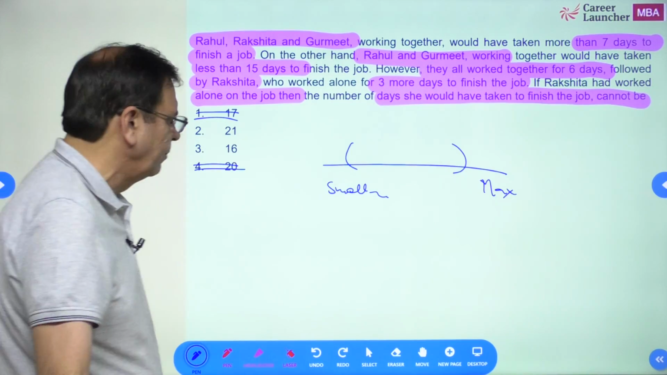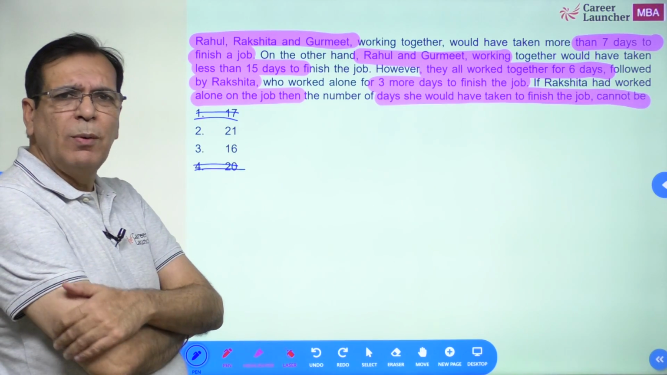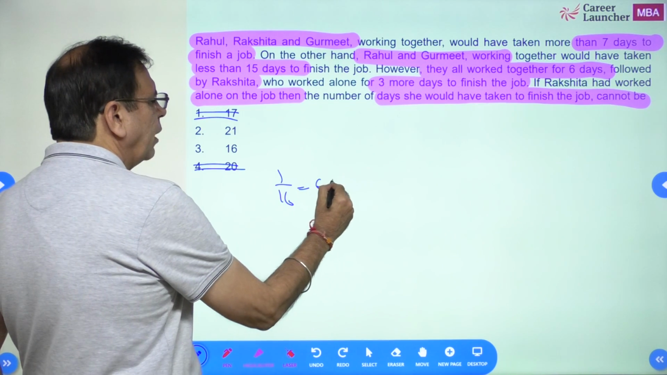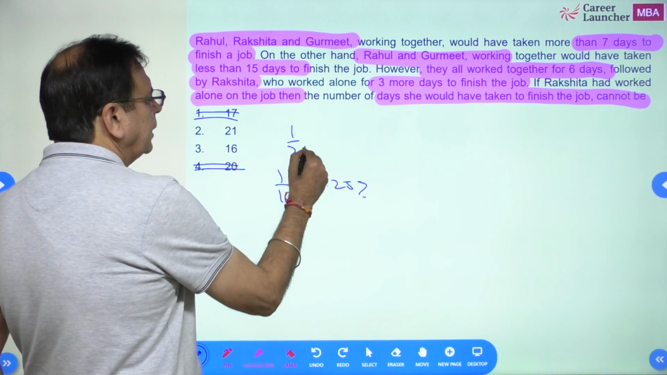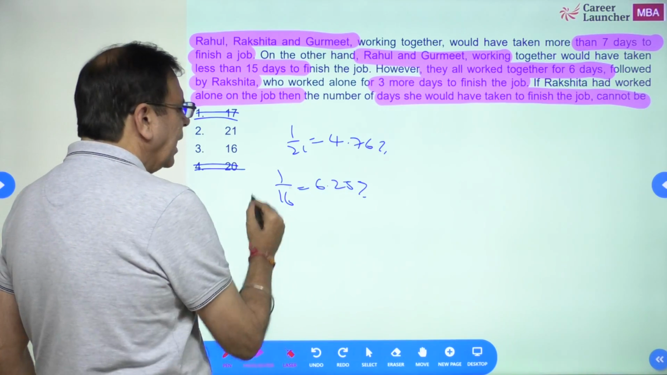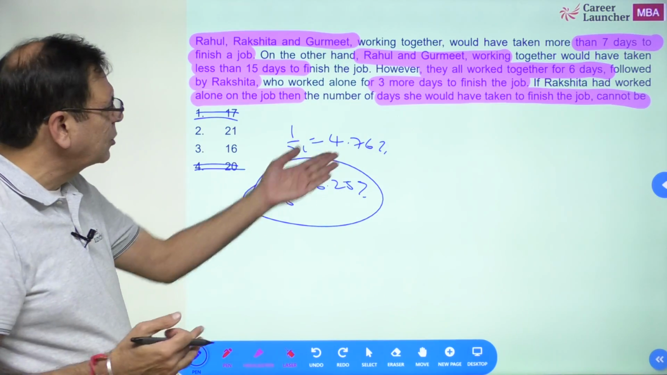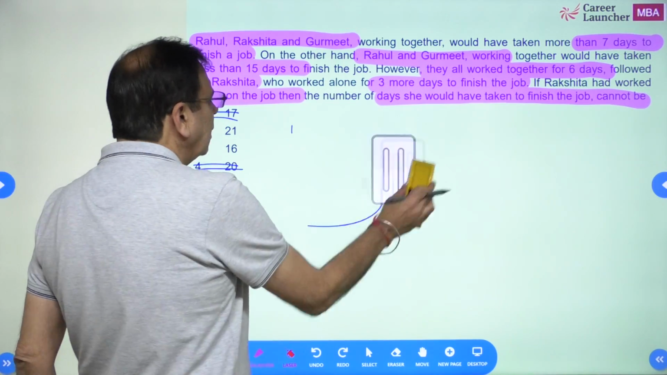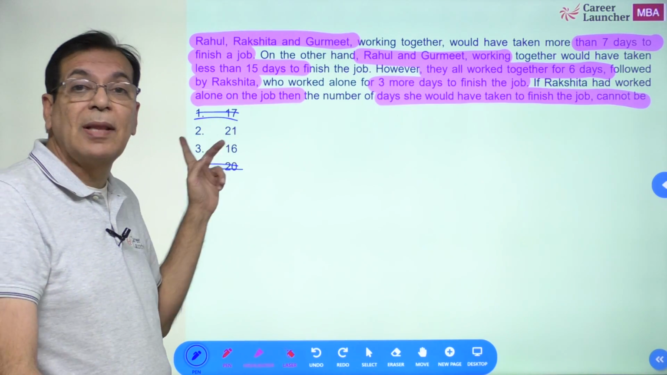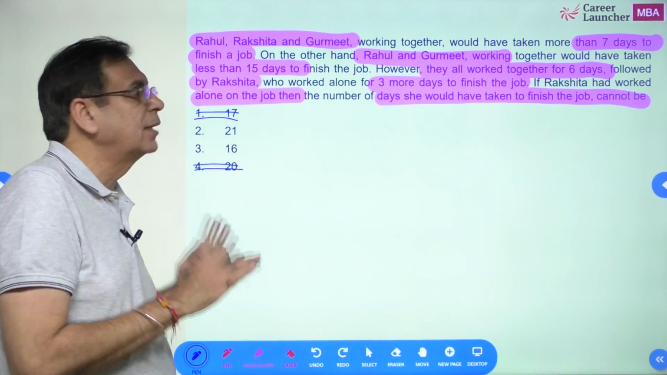That is my starting point. Now what will I do? I'll check between the two which is an easier number to work with, 16 or 21. 1 by 16 is 6.25%. 1 by 21 is 4.76%. This one is easier, right? 1 by 16 is 6.25, which is easier to work with. Why should I go with this one? Okay, so I will check 16. If 16 is possible, satisfies all the conditions, then this will not be the answer. That means the answer will be 21. If 16 does not satisfy, then that becomes the answer.